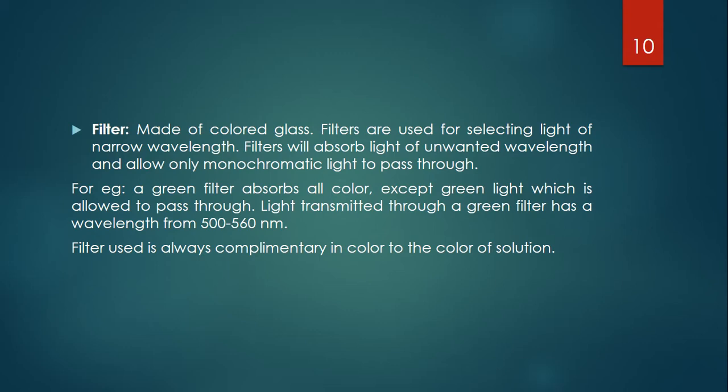Next part is the filter. So these are made up of colored glass. Filters are used for selecting the light of narrow wavelength. Filters will absorb the light of unwanted wavelength and allow only the monochromatic light to pass through. That is, filter will allow only the desired wavelength to pass through. For example, if you are using a green filter, then green filter absorbs all the color except green light which is allowed to pass through. This light transmitted through a green filter has a wavelength from 500 to 560 nanometer.